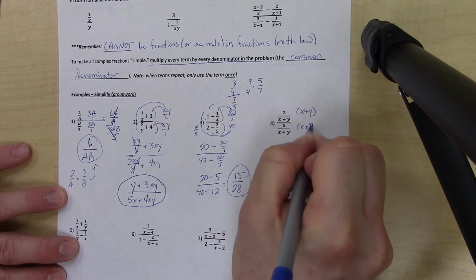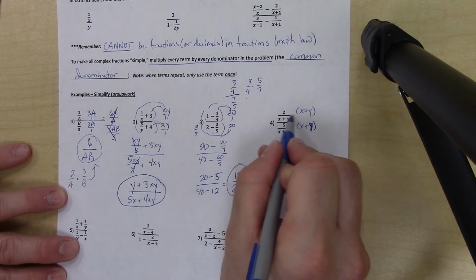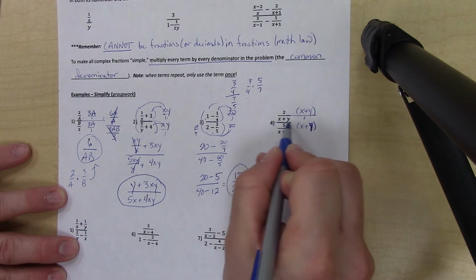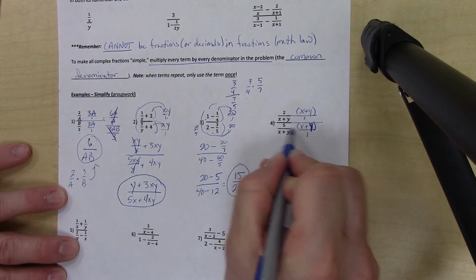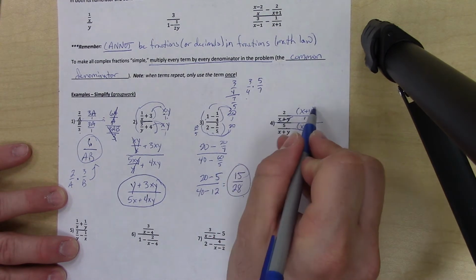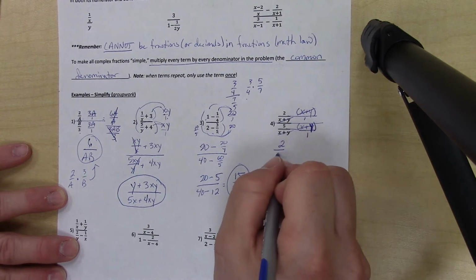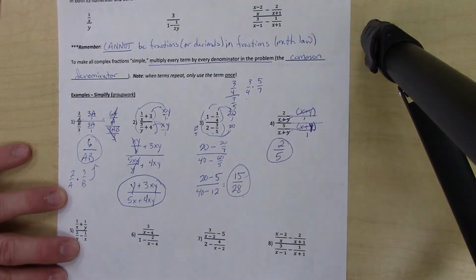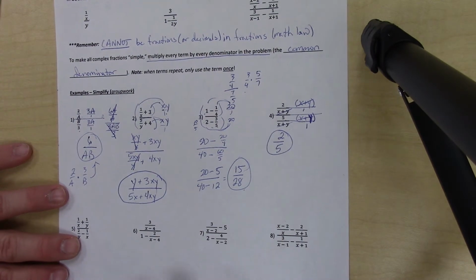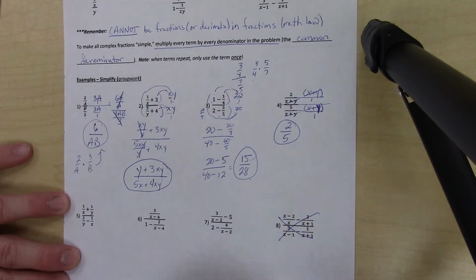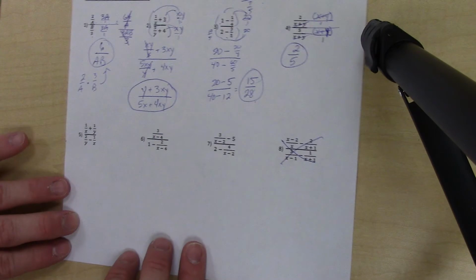Oh, x plus y, like that. Again, this is like one long fraction bar. So these common factors would cancel to give me 2. These common factors would cancel to give me 5. And that's it for that one. Okay? We're not even going to look at 8. That's gross. Okay? But we can do the rest of these.